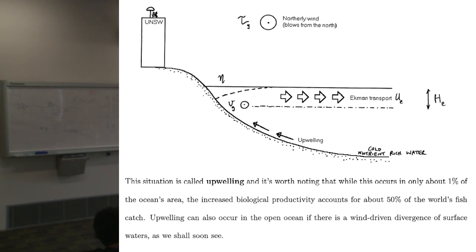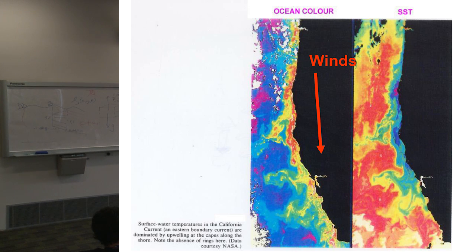Why summer? Because nor'easters can be prevailing in summer. They're not prevailing at all in winter. So you can get a week-long northeasterly wind breeze that basically sends a lot of water offshore, and the cold water comes up to replace it. Here's an image of that exact same process at play off California.